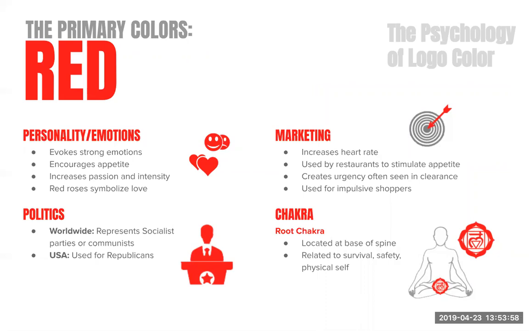In marketing, it increases the heart rate, so therefore it's used by restaurants to stimulate appetite. It can create a sense of urgency, often seen in clearance items, and it's used for impulse shoppers. When we see a big sale sign, it's usually in red. In politics worldwide, it represents socialist parties or communists, but in the USA, it's used for Republicans. And then the chakra is located at the base of the spine, related to survival, safety, and the physical self.